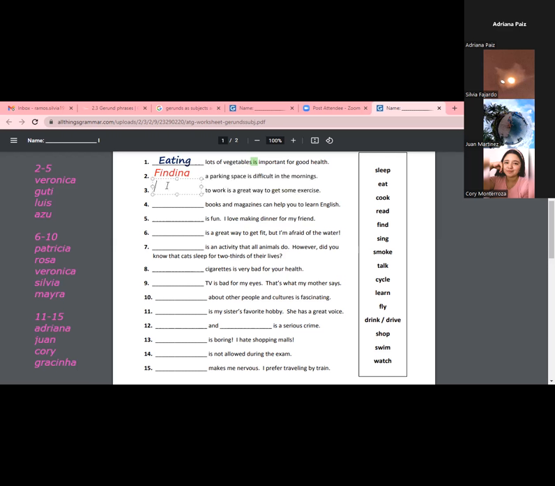Cycling to work is a great way to get some exercise. That sounds like a plan, right? Cycling to work. Good. Thank you. Luis, number four. Reading books and magazines can help you to learn English. That is true. Very good. Thank you. Asu, number five. Cooking is fun. I love making dinner for my friends. Okay, cooking is fun. Thank you so much. Number six, Patricia.